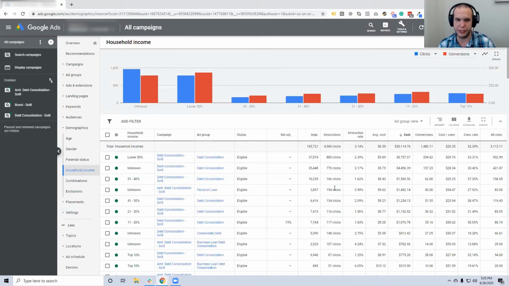So this is kind of a recap of demographics. Age, gender, parental status are estimates, household income is exact by zip code. Always test first. Don't just remove an audience because you think, that's not my target demographic. You're thinking about who is doing the searching, not who is your client.